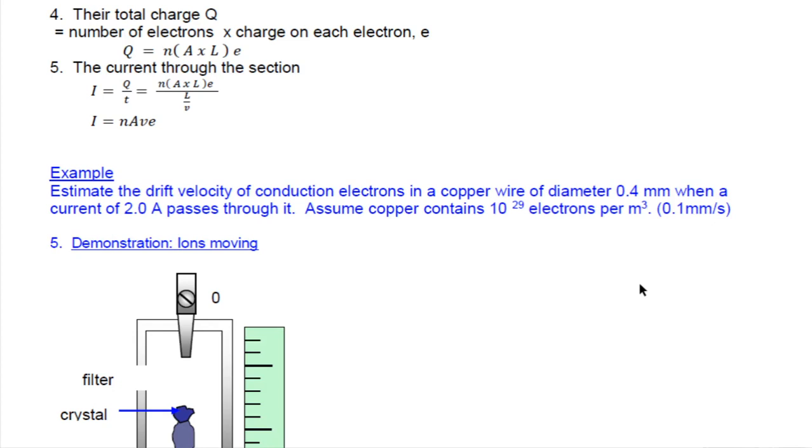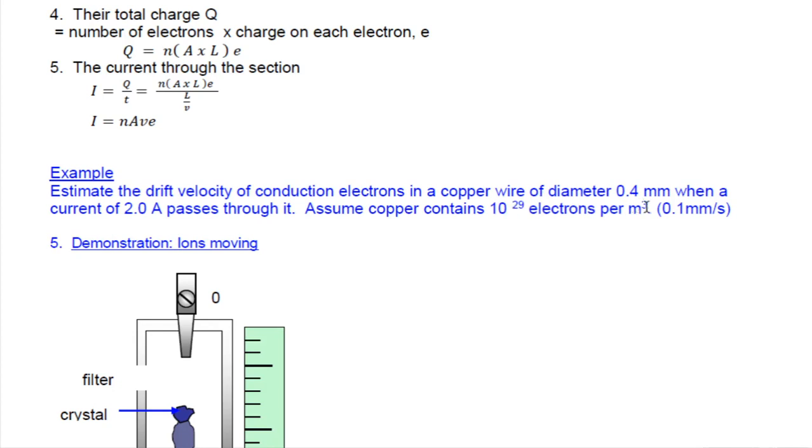I'm just going to give you the hint to go about it. Since we want to find V, you make V the subject of the formula here. So V will be equal to I over NAE. I is given as 2.0 amps. N is the number per unit volume, which is 10 to the power of 29.